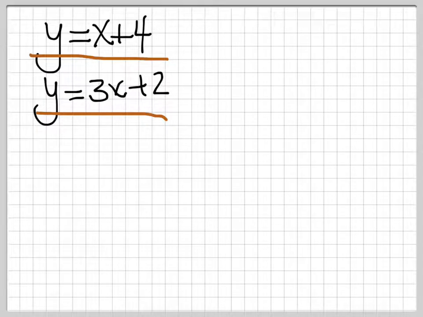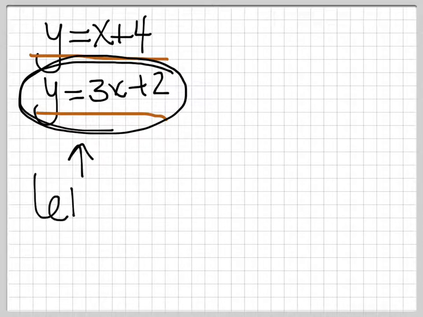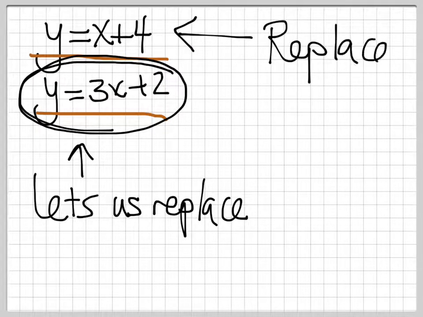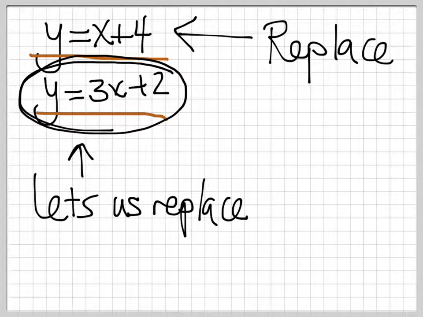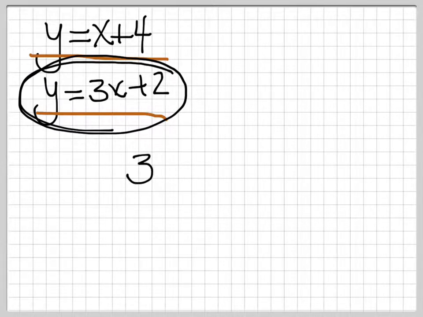Let's go ahead and replace y with 3x plus 2. So when we replace, it's incredibly important that we choose the equation that's letting us replace, and use it to do a replacement in the other equation. You would never use the replacement equation in the replacement equation. You're always going to use one to replace the other. So I'm going to replace y with 3x plus 2. That's going to give me 3x plus 2 equals x plus 4.